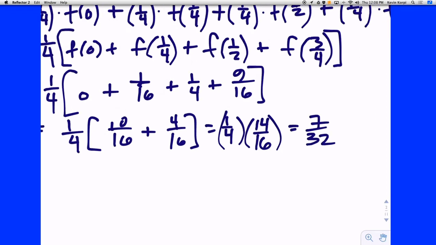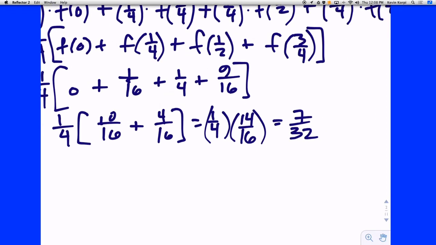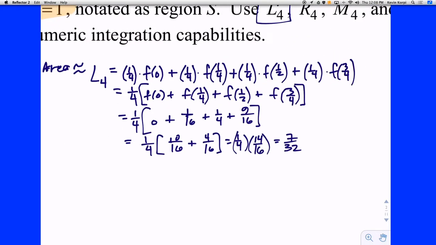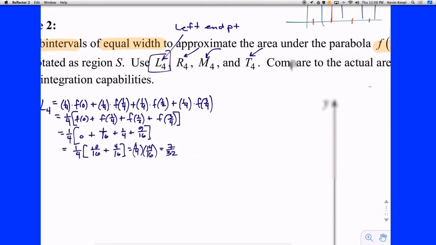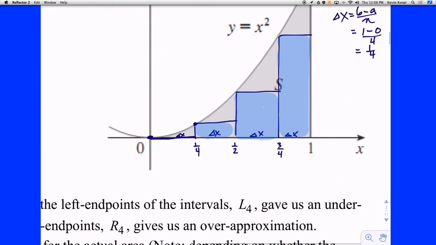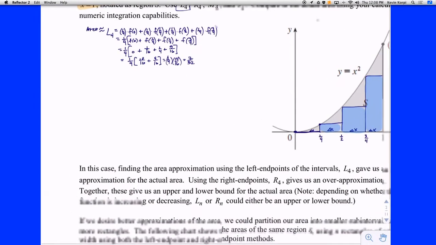7/32. Now, if you want to know what that decimal is, I guess do long division or pull out a calculator. I'm content right now with 7/32. And I know that's going to be an upper or lower bound. Too big or too small? Too small, yeah. Now, of course, if you were pickier and you want to do better, just increase the number of subintervals, right? And you just have more things to compute.